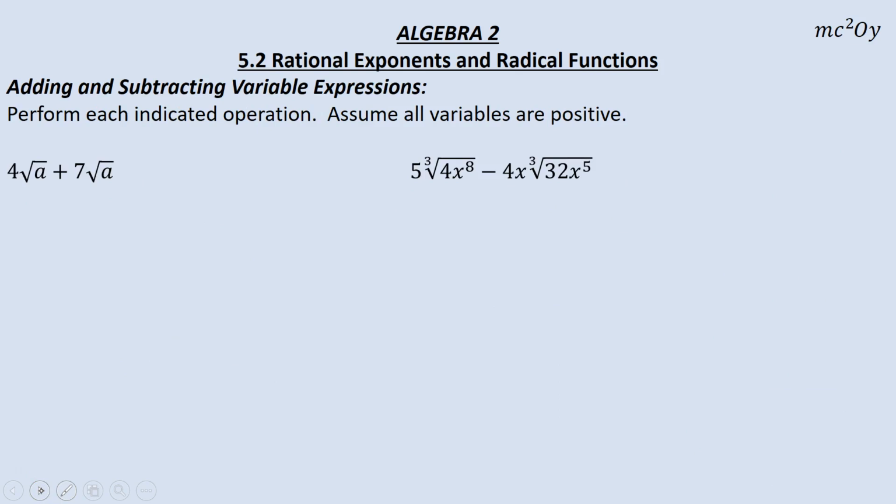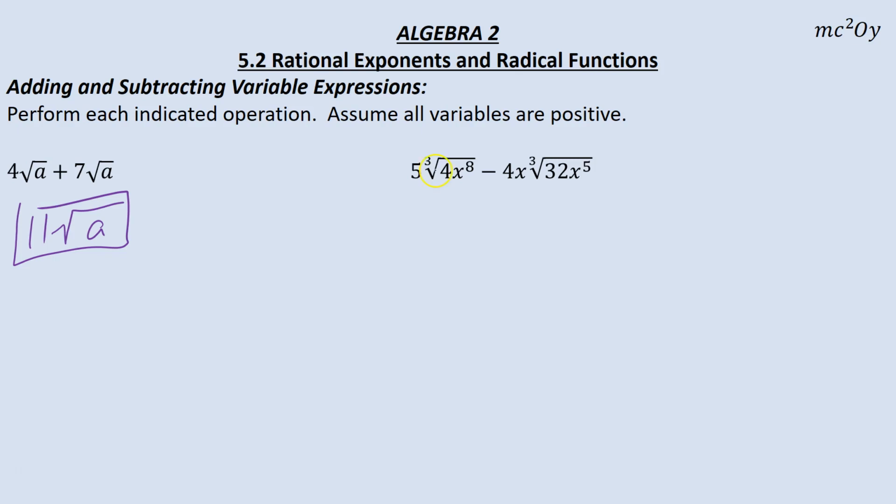All right, one last piece, and this first part looks pretty easy because I'm dealing with the same base. So I'm just counting root a's. 4 root a plus 7 root a. That's the grand total of how many root a's? That's 11 root a's. All right, and we're going to assume all variables are positive. We don't have to deal with any plus and minus or absolute value stuff there.